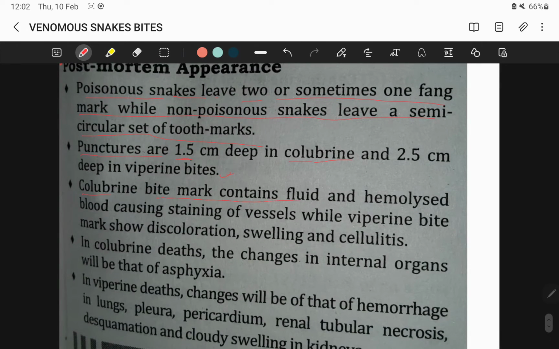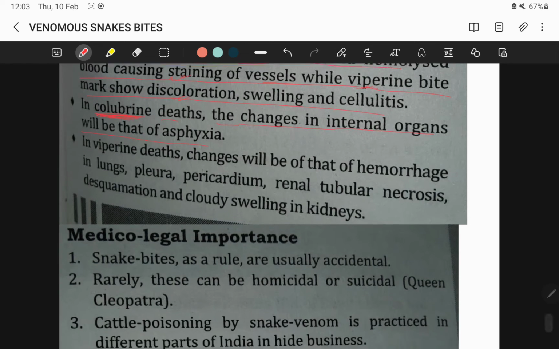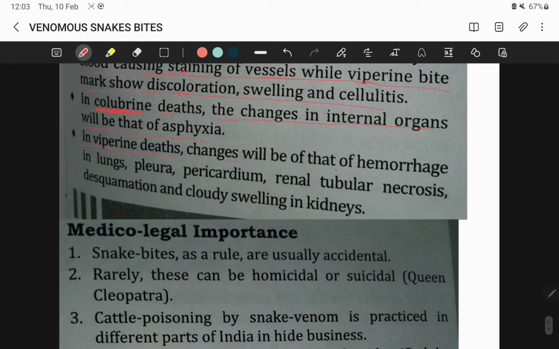A colubrine bite mark contains fluids and hemolyzed blood causing staining of the vessels, while a viperine bite mark shows discoloration, swelling, and cellulitis. In colubrine death, the changes in the internal organs are those of asphyxia. But in viperine death, there are changes of hemorrhage in the lungs, pleura, pericardium, renal tubular necrosis, and cloudy swelling in the kidneys.